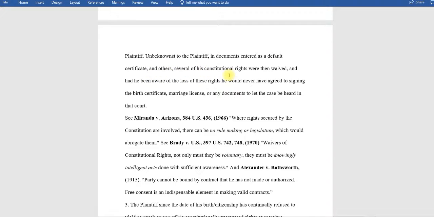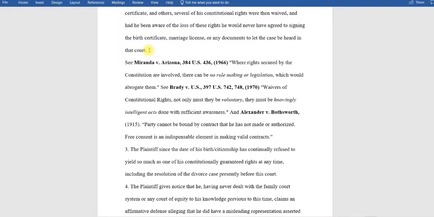Several of his constitutional rights were being then waived, and had he been aware of the loss of these rights, he would have never agreed to signing the birth certificate, the marriage license, or any documents to let the case be heard in that court, which is the family court in front of the commissioner. And I don't consent, and I never did.